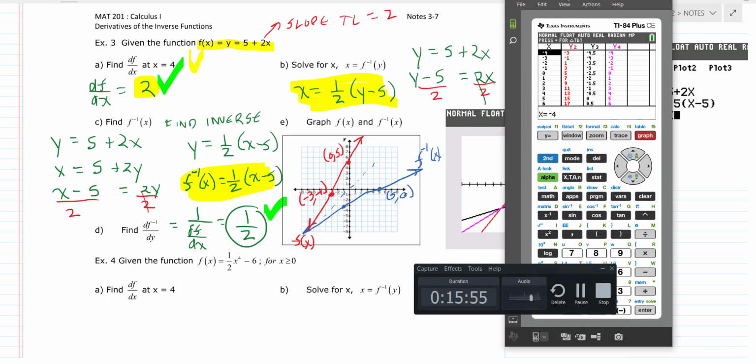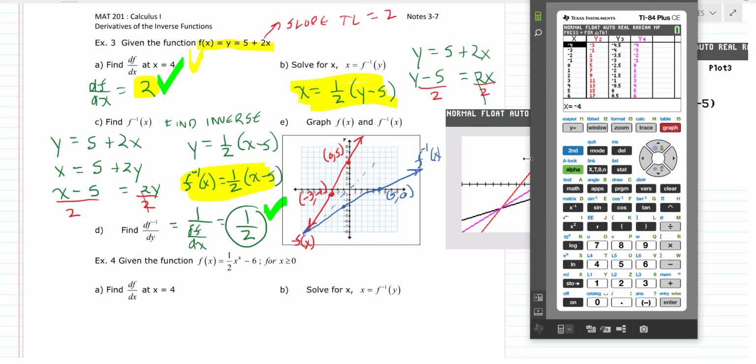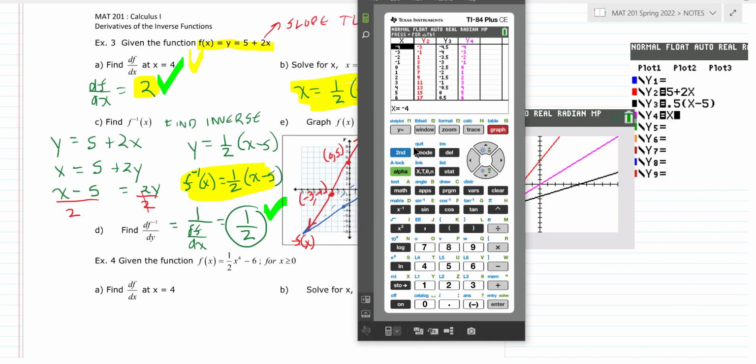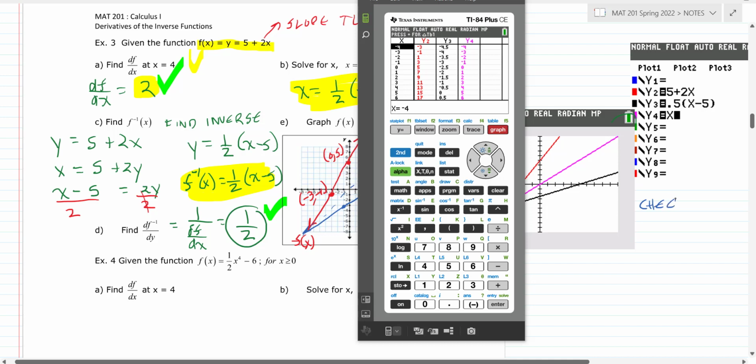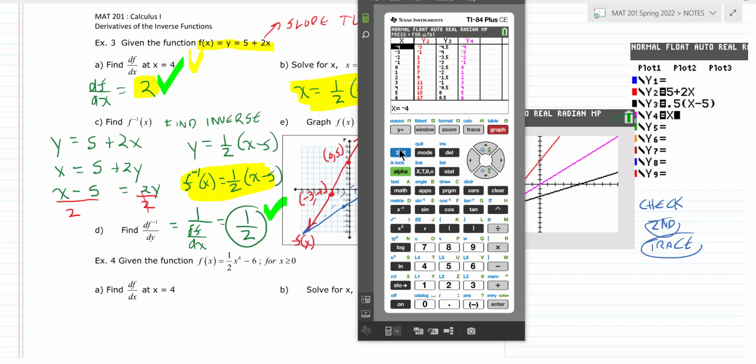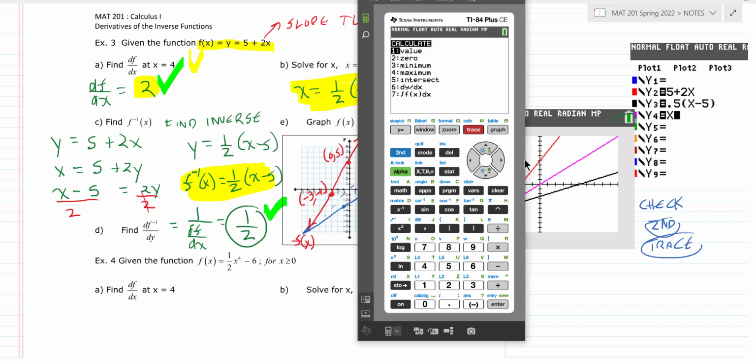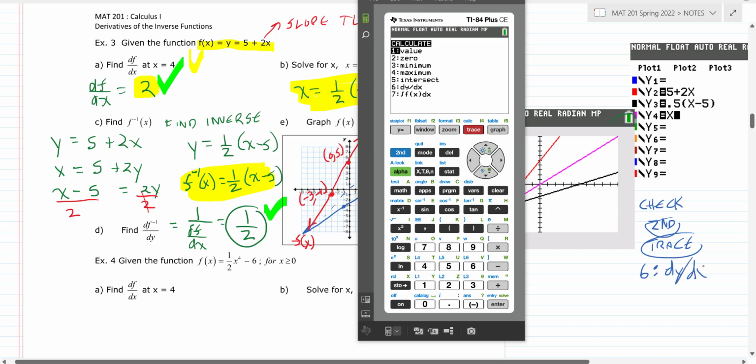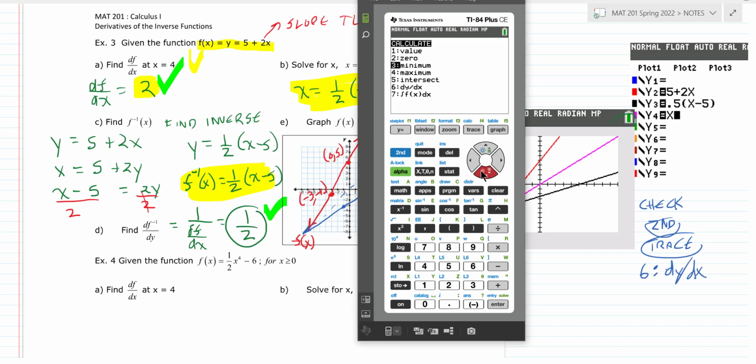this calculator. Okay, so I'm going to move this over here, and I'm going to show you a quick way to check that you're right. The keystrokes for checking are going to go like this. We're going to go second, trace, and then open up this menu where you have a derivative. Option 6 has the derivative dy/dx. So I'm going to go down and do this, then press enter.